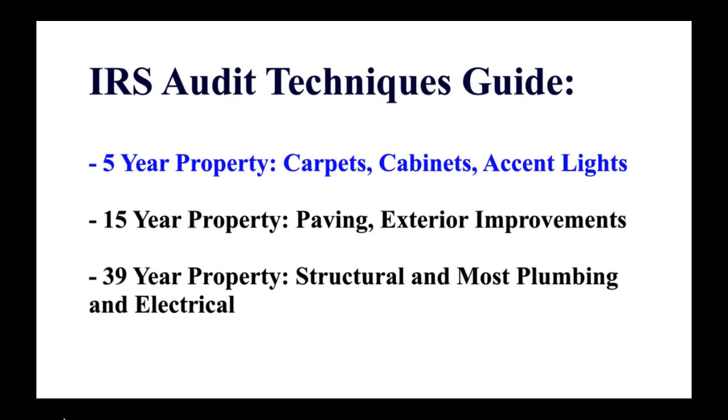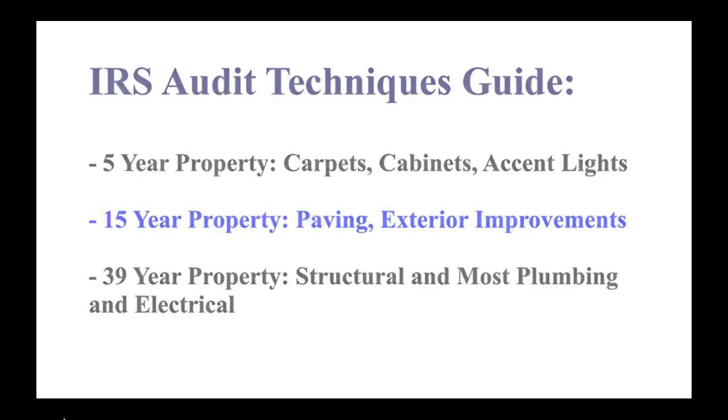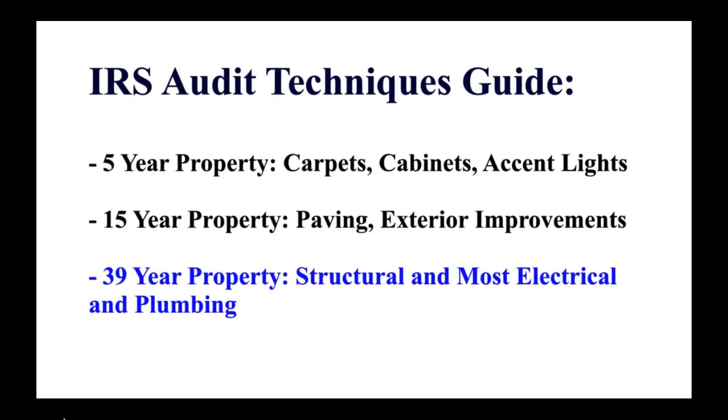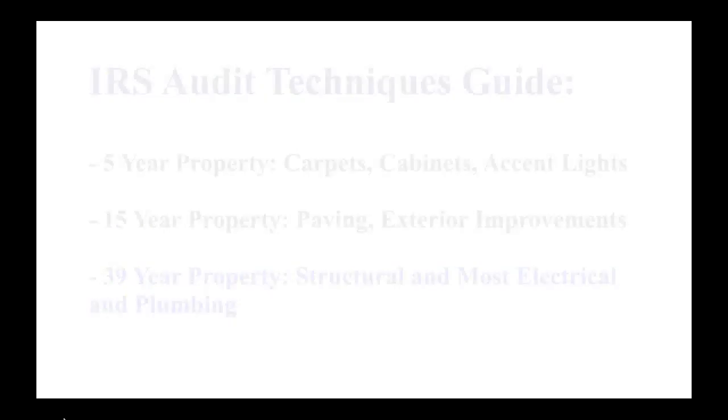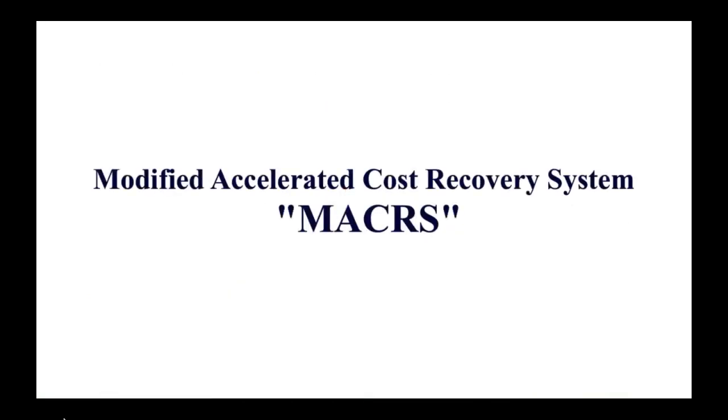predictable manner, allocating some property that has a shorter life to 5-year property, such as carpeting, accent lighting, and more. Some of it is 15-year property, like exterior paving and land improvements, and the balance of it as 39-year property, such as structural elements and most electrical and plumbing. There's also 3- and 7-year property, but that's another topic altogether. Well, the new system is referred to as the Modified Accelerated Cost Recovery System, or MACRS.